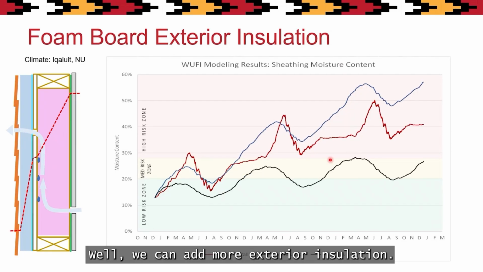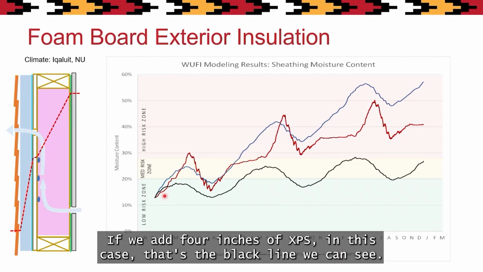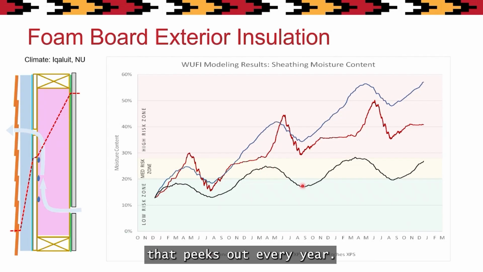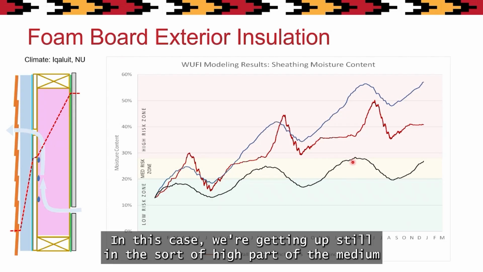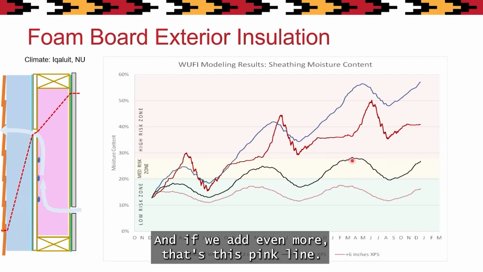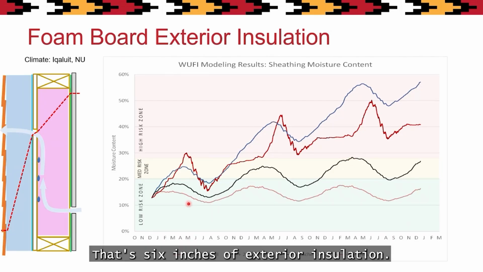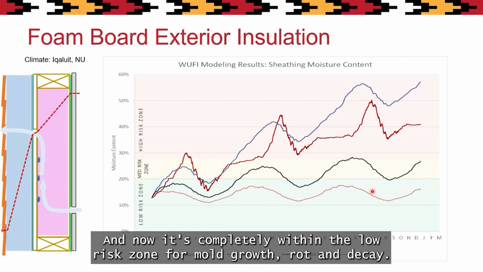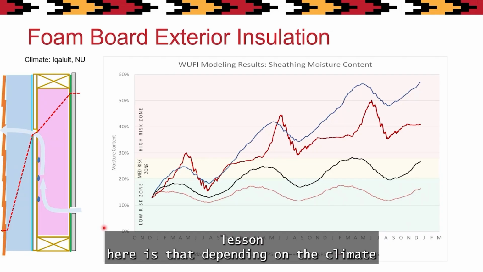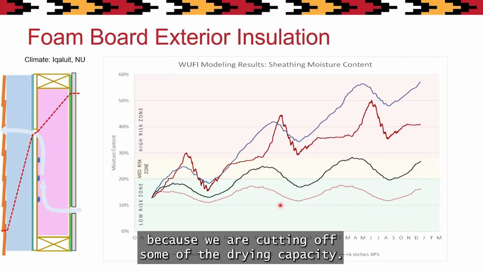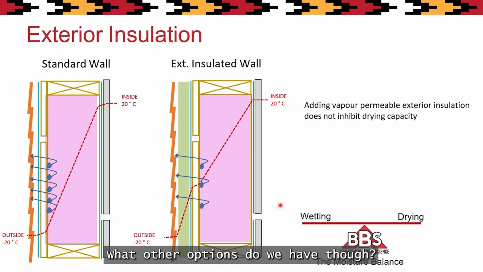Well, we can add more exterior insulation. If we add 4 inches of XPS in this case, that's the black line. We can see now we've dramatically reduced the moisture content that peaks out every year. In this case, we're getting up still in the sort of high part of the medium risk zone, but a significant improvement over having no exterior insulation. And if we add even more, that's this pink line. That's 6 inches of exterior insulation in this case. We've significantly reduced the moisture content of the sheathing, and now it's completely within the low risk zone for mold growth, rot, and decay. So the important lesson here is that depending on the climate, if we're adding foam board, we just have to make sure we're adding enough to significantly reduce that condensation because we are cutting off some of the drying capacity. What other options do we have though?